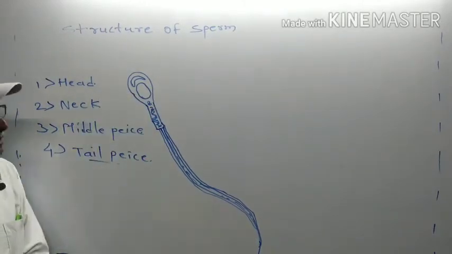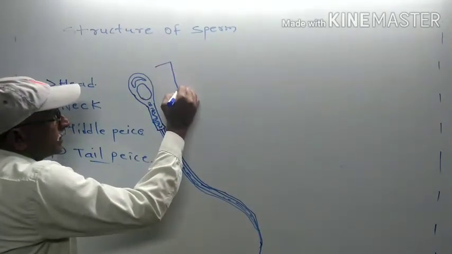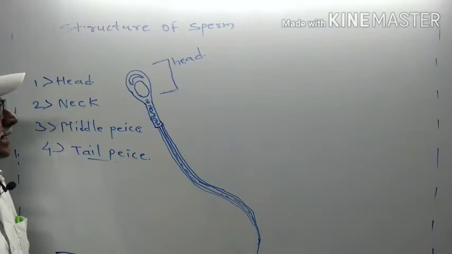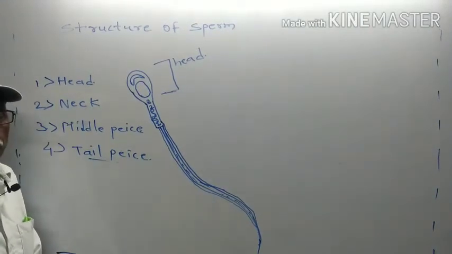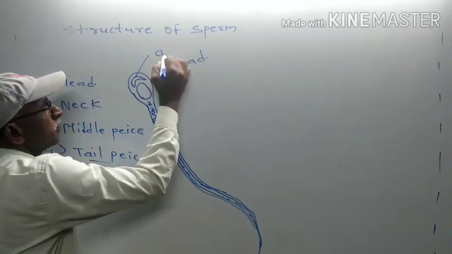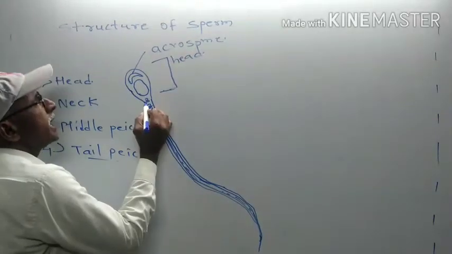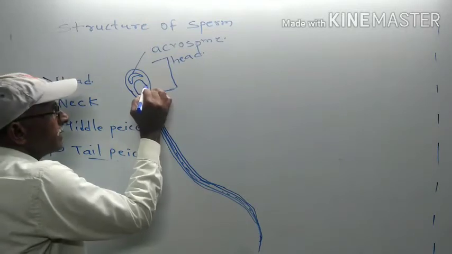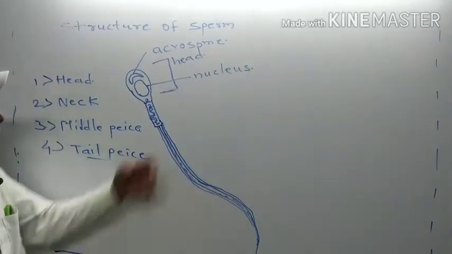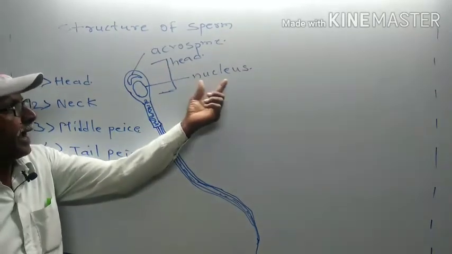Now we will see the structure here. This part is the head region, which is the anterior-most part of the sperm. In this head region, this is the acrosome, and here again, this is the nucleus. So mainly two parts are included in the head region, that is acrosome and nucleus.